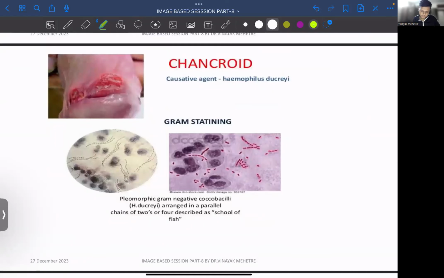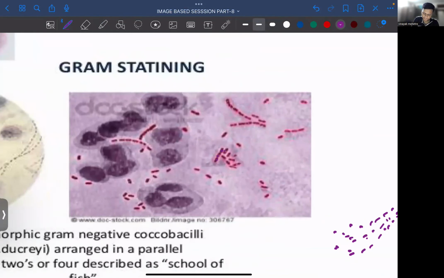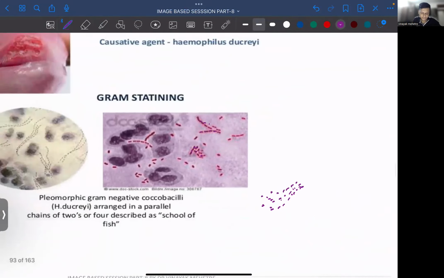What do we get? School of fish appearance. What does school of fish appearance mean? If you have seen fishes, they go in a line. You have seen in movies, they swim in a line like that; that is called a school of fishes. This is seen in chancroid.